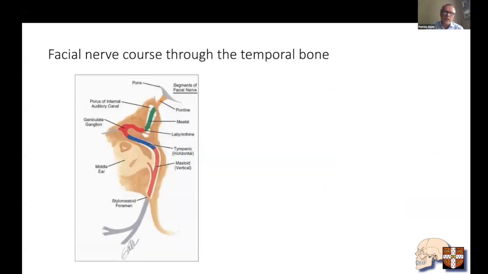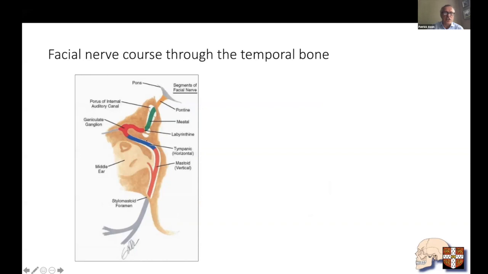So the facial nerve has a complex course through the temporal bone, and it leaves from the pons, it travels across the cerebellopontine angle, as the pontine part of the facial nerve, and then it enters the internal auditory meatus. And at this point, as it travels along the internal auditory meatus, it turns anteriorly towards the geniculate ganglion, and this is the first genu. And then it takes an abrupt turn posteriorly and comes across the medial wall of the middle ear cleft.